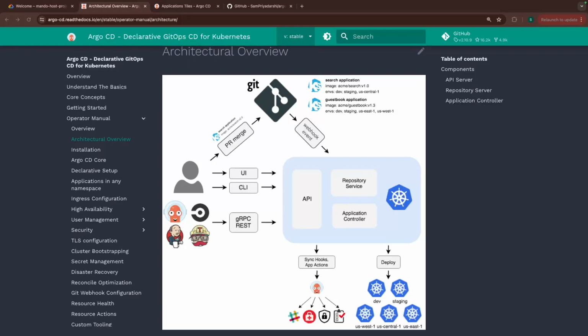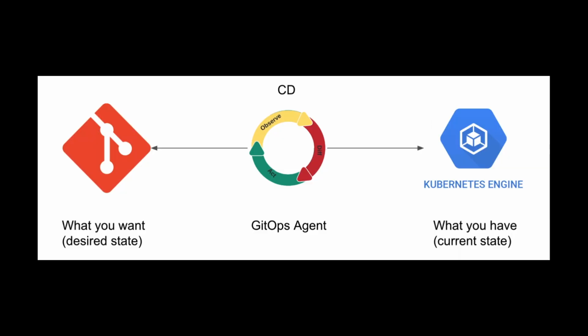And then we have a controller. There are other controllers as well, called application set controller, etc. But the application controller is the controller responsible for maintaining the current state in line with the desired state, which is in your Git repository, right?